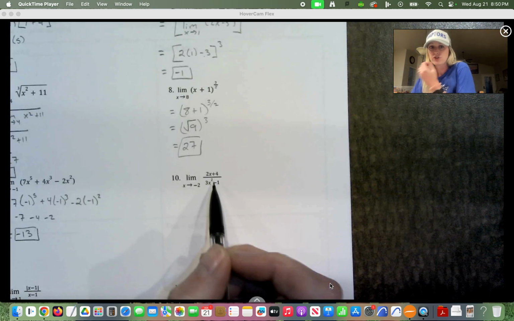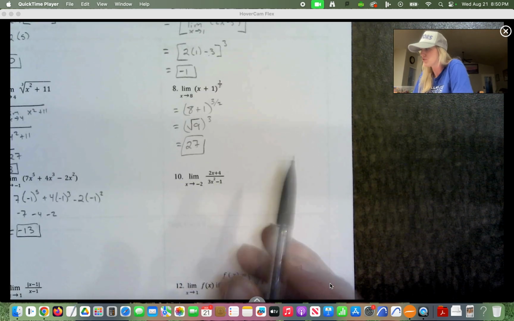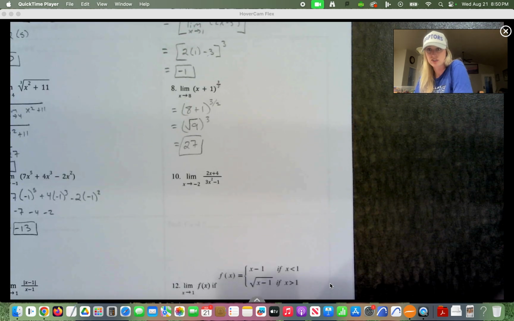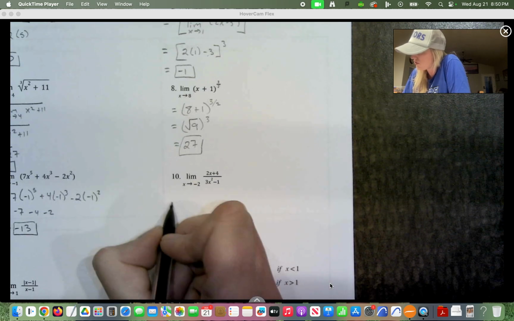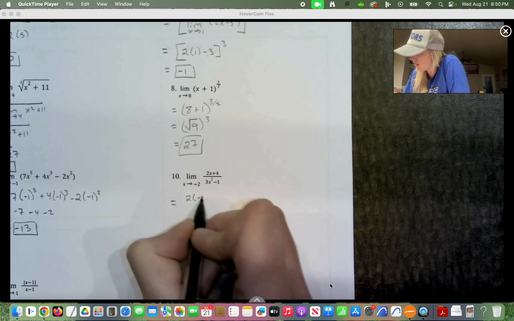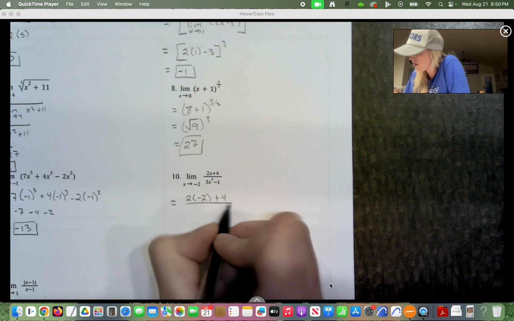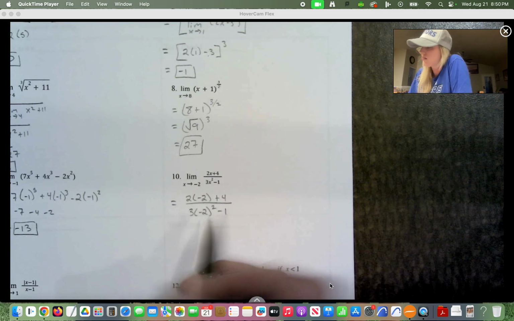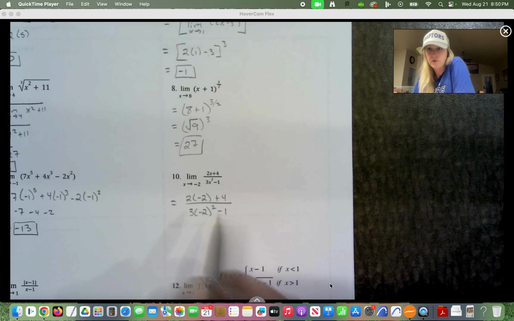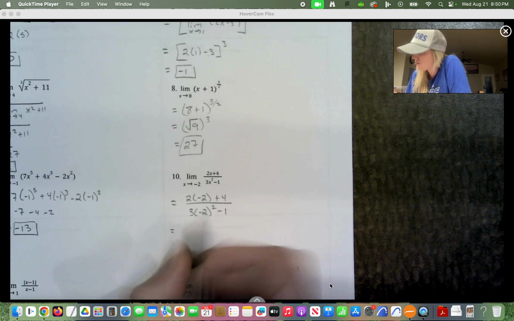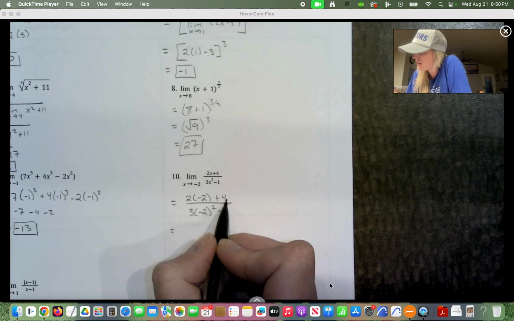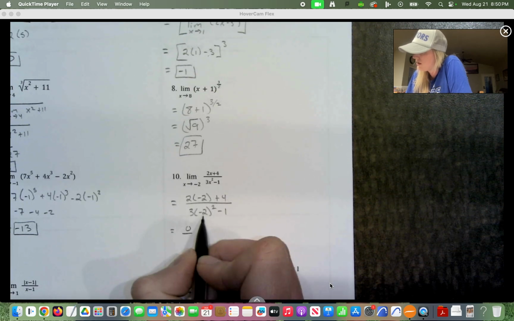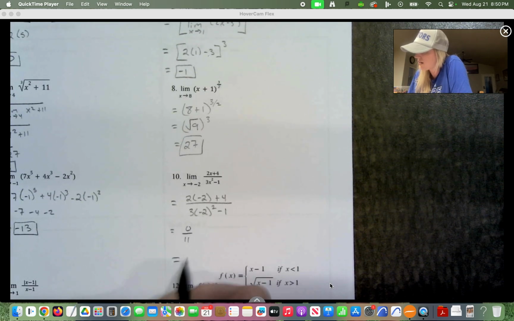Okay, rational function, again, we can start with substitution. I just have to make sure my denominator doesn't equal 0 when I substitute this value in. So let's go ahead and do that. So I've got 2 times negative 2 plus 4 over 3 times negative 2 squared minus 1. This is not going to give me 0, so we're okay, we can proceed. All right, so I've got negative 4 plus 4 is 0. And here I have 12 minus 1 is 11. 0 divided by anything is 0.